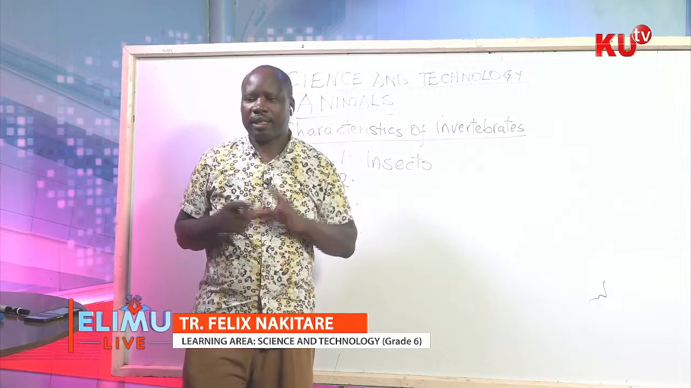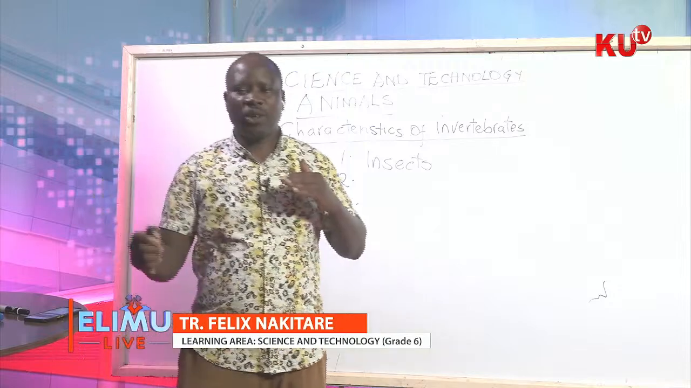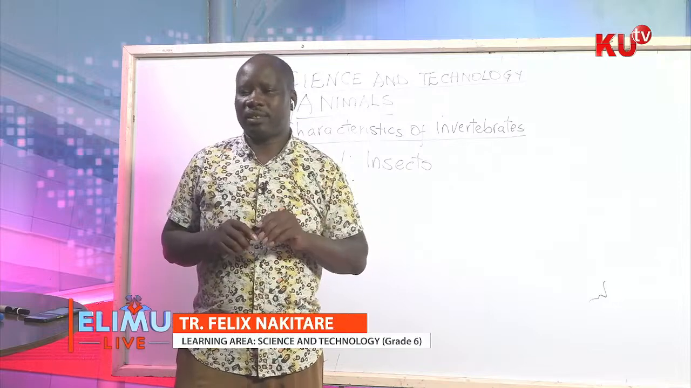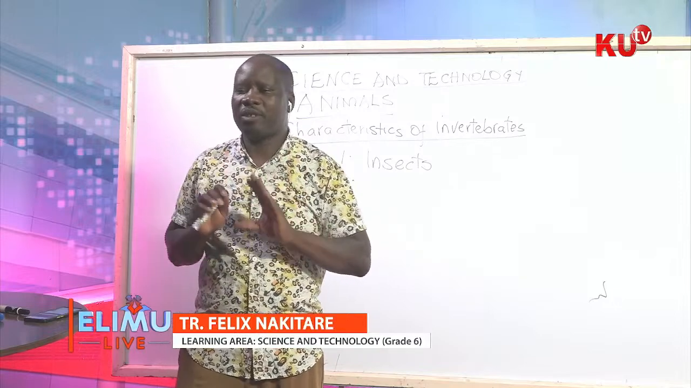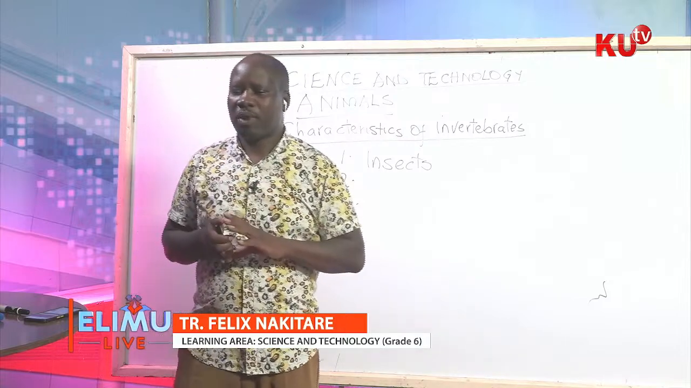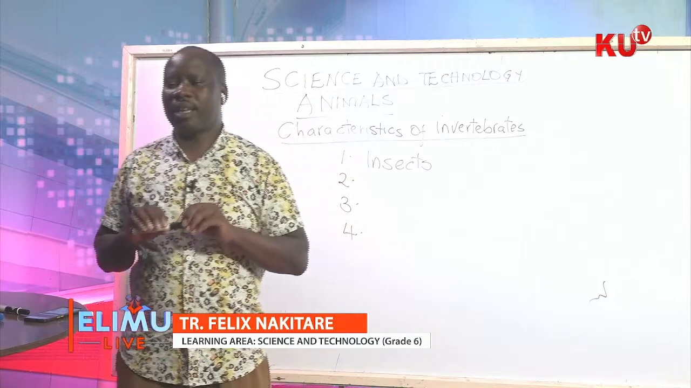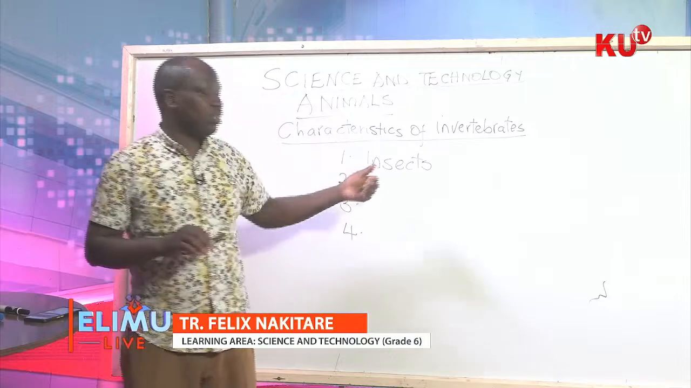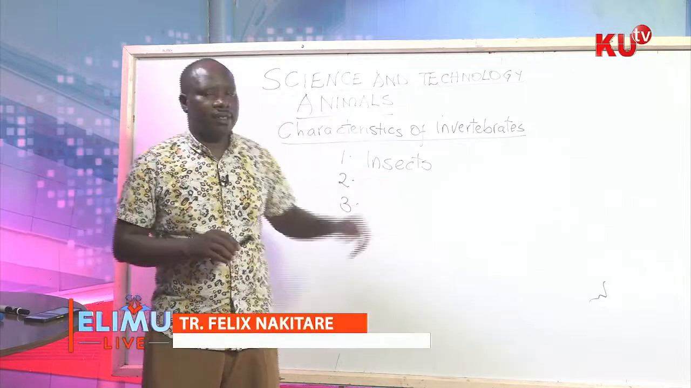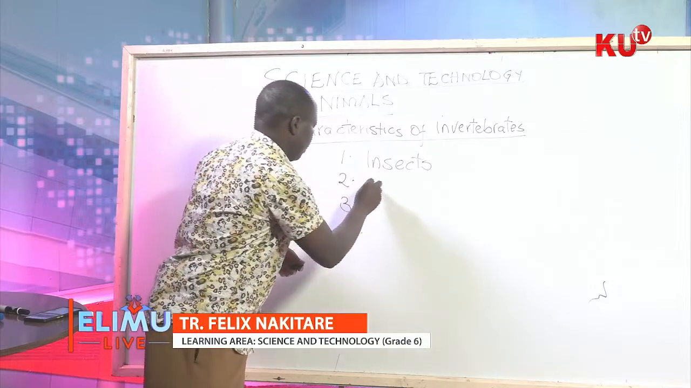And we shall look at characteristics of insects. We shall see, why do we call this an insect? Those features, you will see that whichever animals are called insects, they all in that group have the same characteristics or the same features, and that's why they're called insects. The second group after insects is what is referred to as spiders.